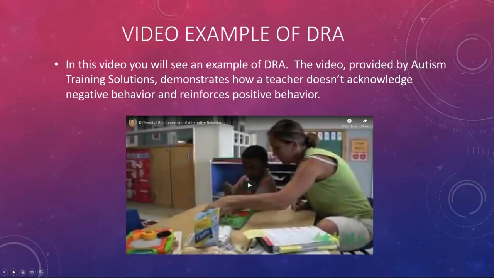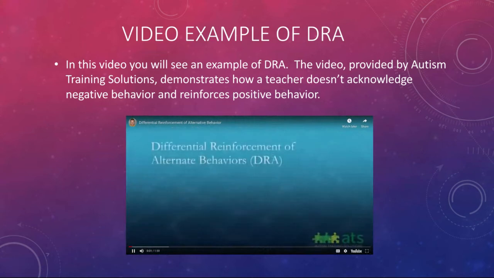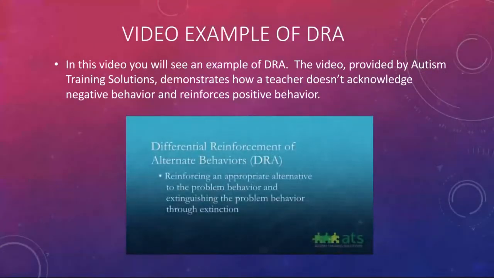So this is an example, in a classroom setting, of a teacher using DRA with a student. Differential reinforcement of alternate behaviors is simply reinforcing an appropriate alternative to the problem behavior and extinguishing the problem behavior through extinction. Here's an example of using extinction on crying, pushing, and grabbing, and reinforcing functional communication to get items.